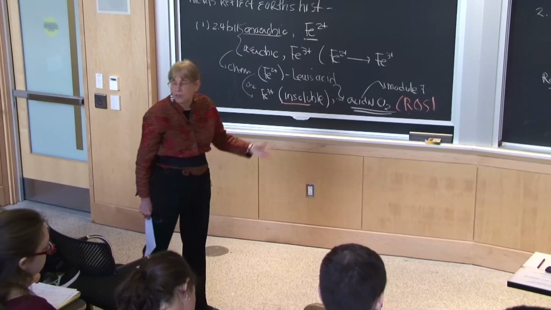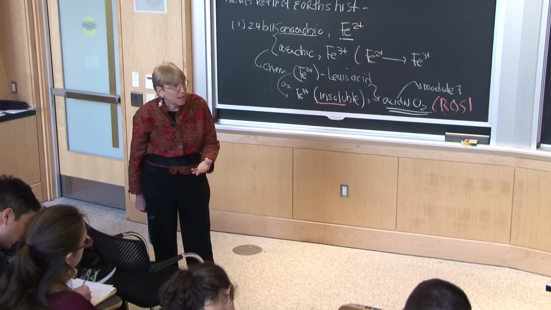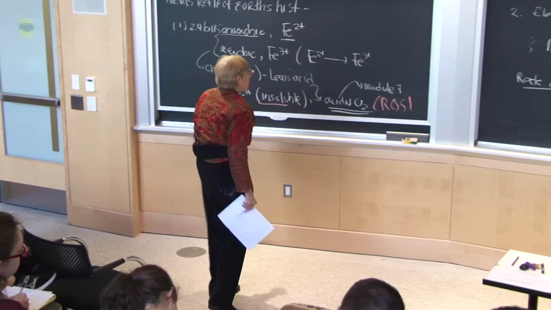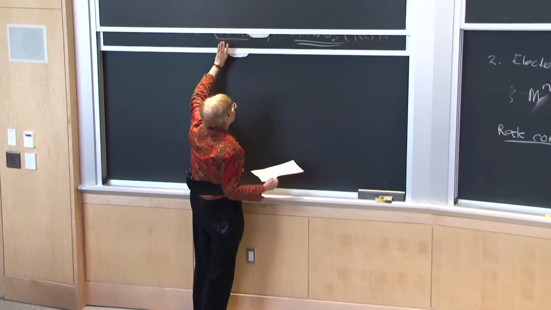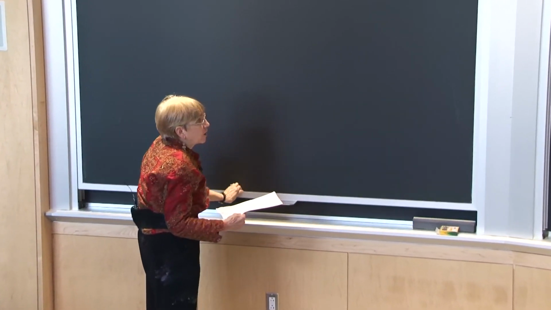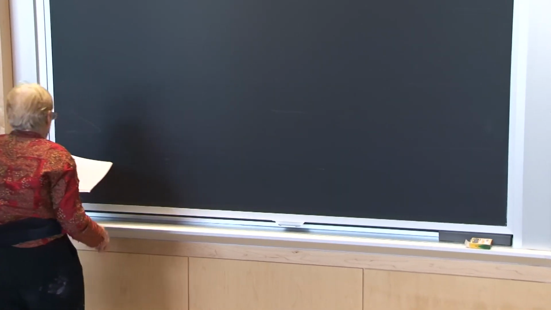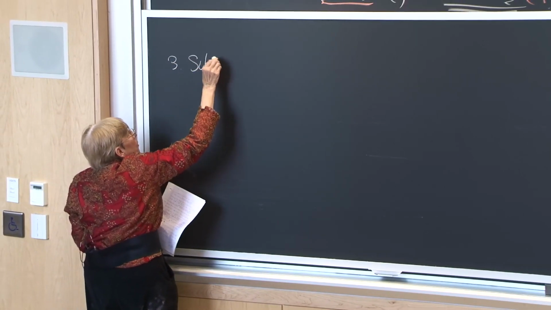And so you need to know it exists because it's everywhere in biology. We don't spend that much time on it in this class, but it's a unique part of the chemistry associated with metals. Okay, so the third kind of chemistry I want to very briefly look at is substitution reactions.